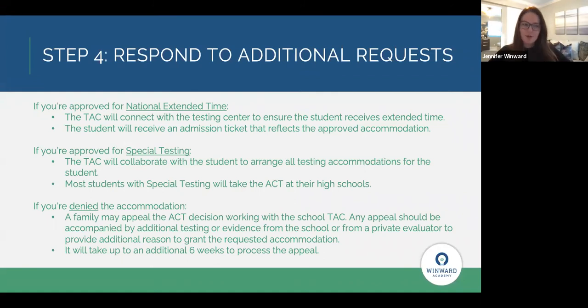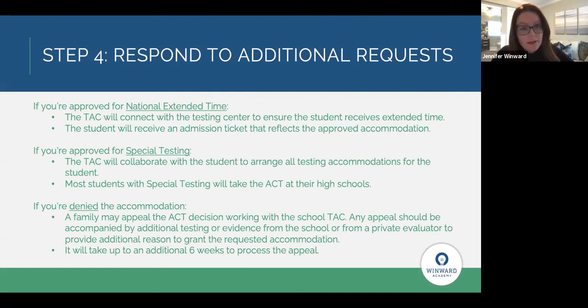Then it's up to you, again: do you need additional testing? Do you need additional evidence? Do you need additional reports from teachers? Do you need some sort of private evaluator to put together a letter or report to support the case for the accommodation? Keep in mind, this is where these things can drag on.